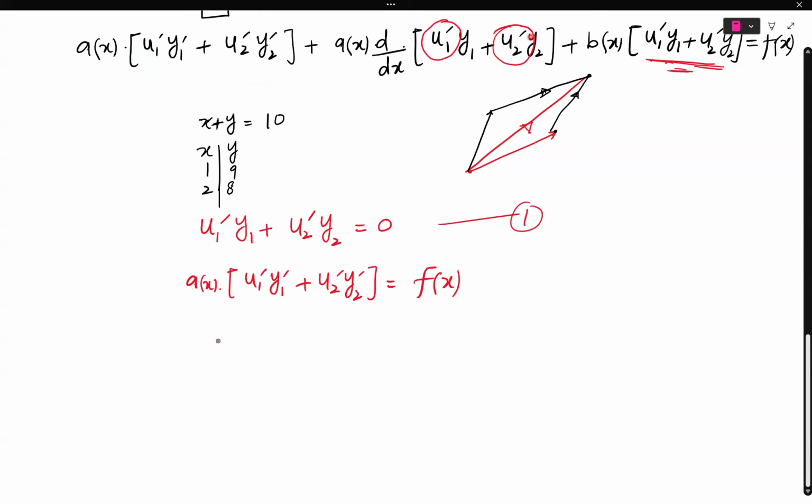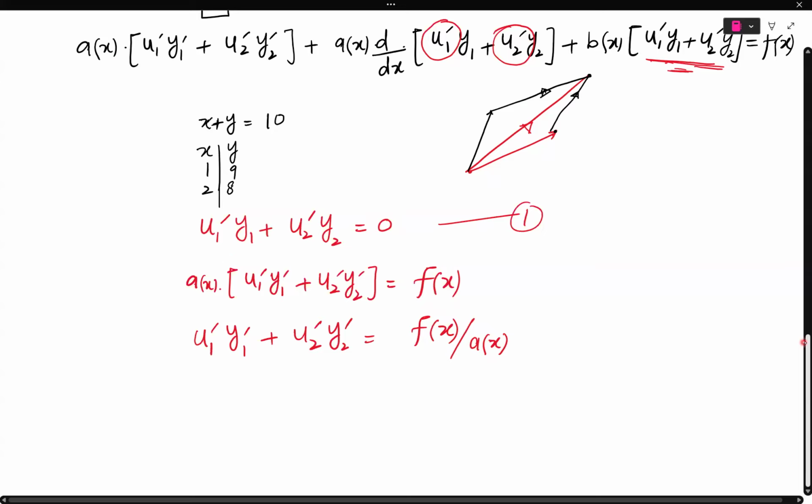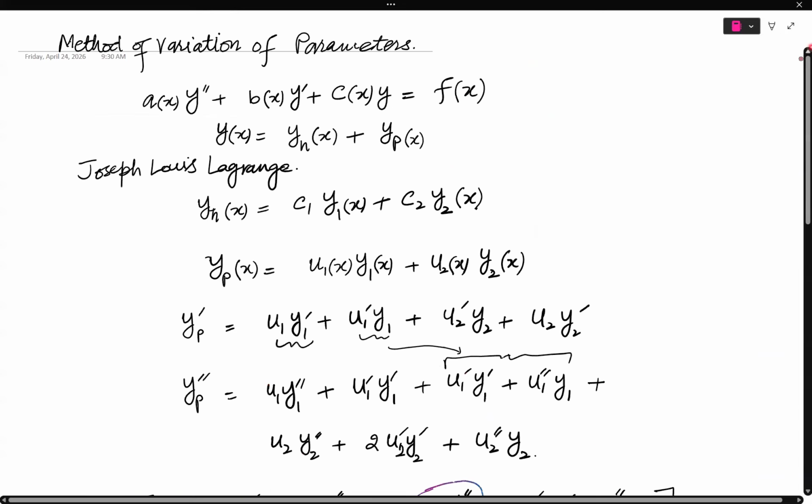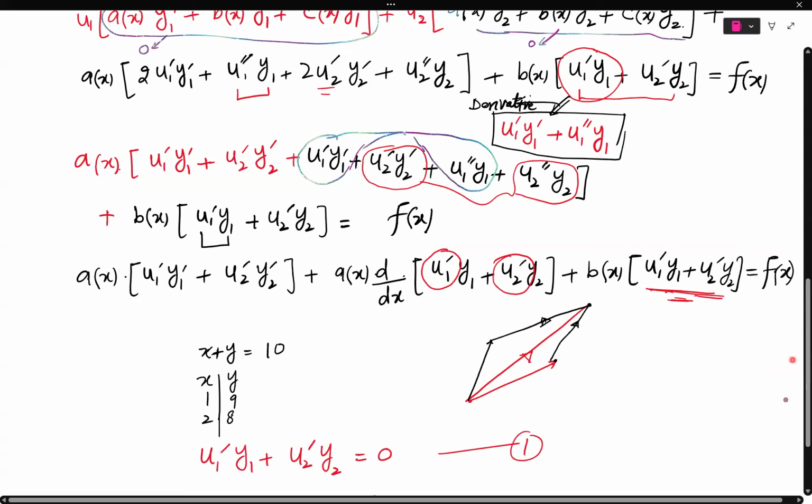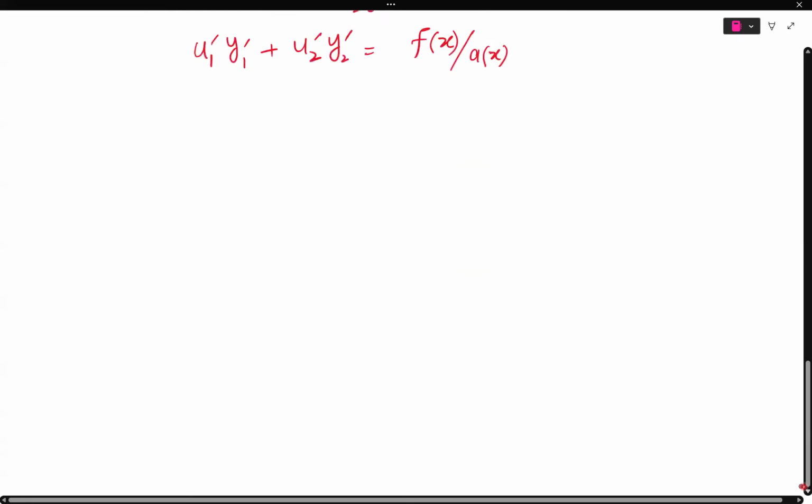So the first condition and the second condition simplify to u1 prime y1 prime plus u2 prime y2 prime, and it is equal to f of x over a of x. So in some notations, people start with the first equation by dividing a of x throughout. So that's the other notation. So the two equations can be solved.